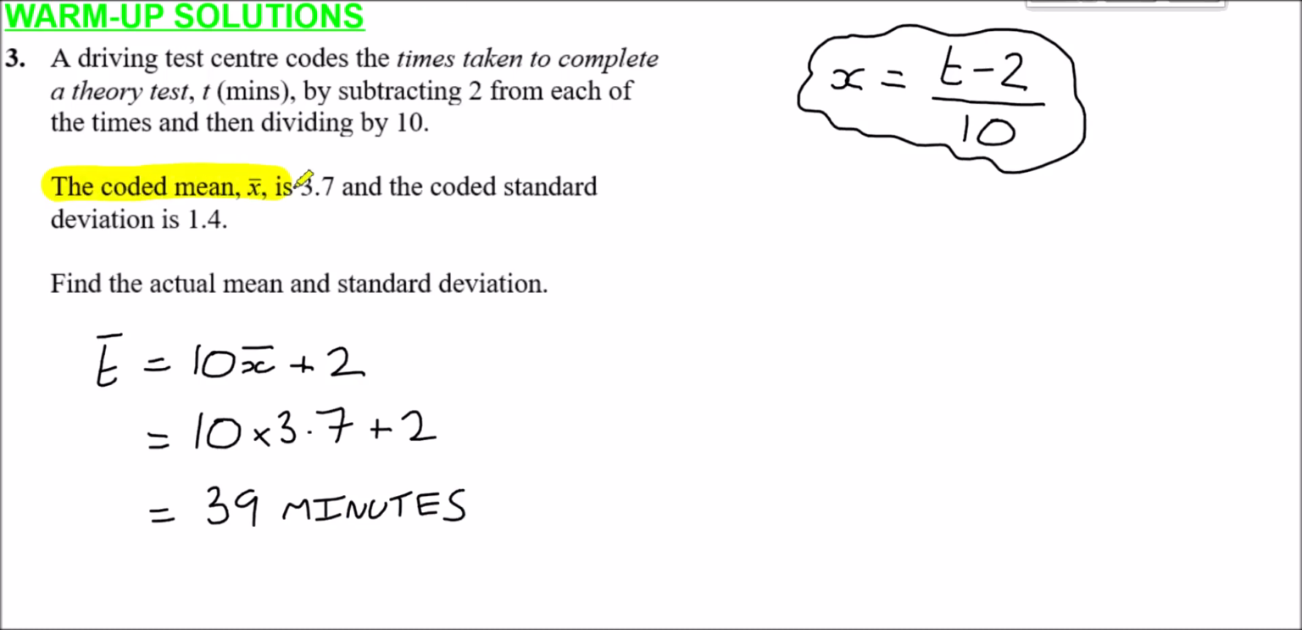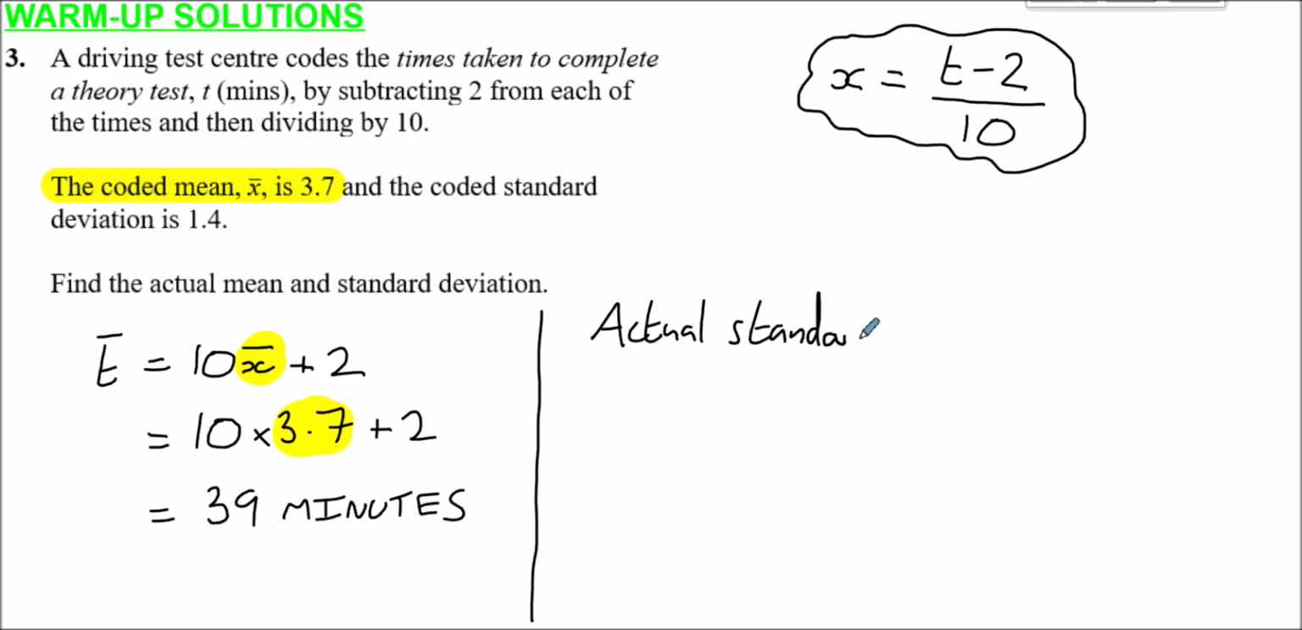Okay, so all we've done here is just taken x bar and substituted in using this idea here. Now the actual standard deviation, so if I call this standard deviation rho t, this is a bit different. The standard deviation is not affected if we add on or subtract a constant. So the standard deviation isn't going to be affected at all by this -2.